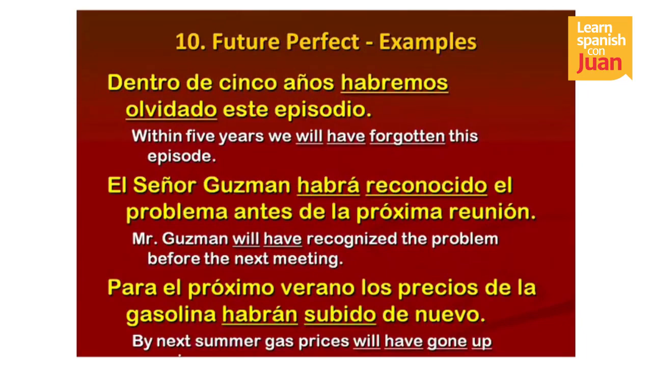Well, this is not difficult at all. Obviously, the future perfect is used to say that someone will have done something. Not super common, but it does come up every once in a while. You'll see from the examples.